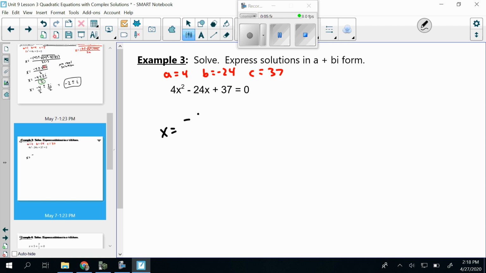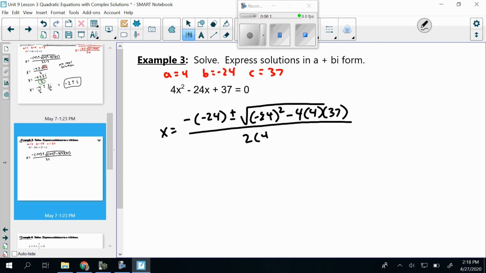quadratic formula, we got the opposite of negative 24 plus or minus square root of negative 24 squared minus 4 times our a value times our c value, all over 2 times a. Okay, so simplifying this, again, the part in front of the plus or minus is easy. Opposite of negative 24 is going to be positive 24. The bottom's easy, 2 times 4 is 8. It's this part under the square root, the discriminant, that usually is where mistakes happen, so be careful with that part.